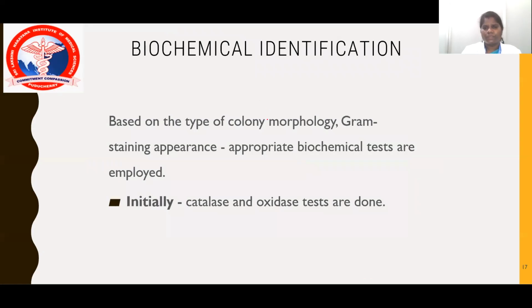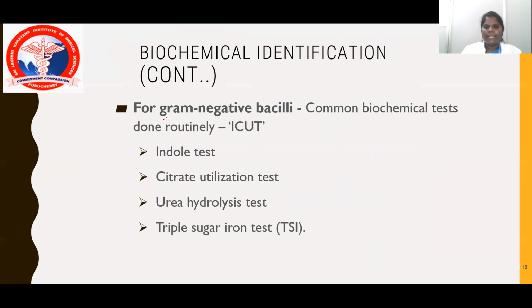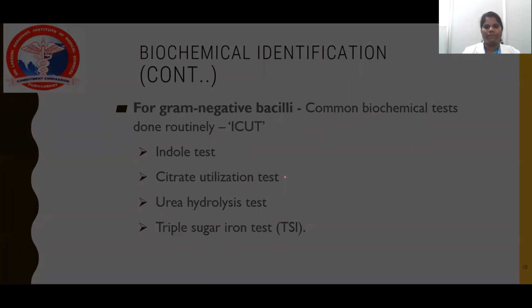Coming to the other tests, which differentiate between gram-positive and gram-negative: catalase and oxidase are basic tests done initially before proceeding to further biochemical reactions. For the gram-negative bacteria, we have a set of tests available to rule out the organism, for example the indole test, citrate utilization test, urease test, and triple sugar iron test. These are the tests usually done for gram-negative bacteria to identify the genus or species level.